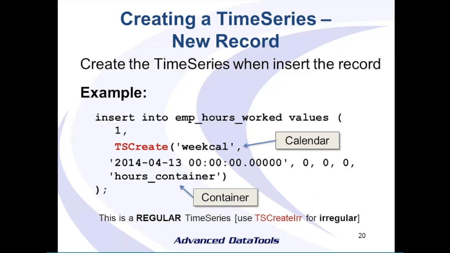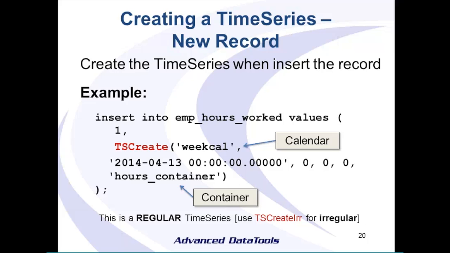Okay, actually creating this time series happens when we insert our first record. So before we can start inserting our time series data, we need to set up our employee record. So I've got a little insert here, employee ID of 1, and we use another built-in function, tsCreate, which we're going to use to create a regular time series. We specify a calendar, a timestamp of when we want our data to start, and our container where we want the data to be stored.